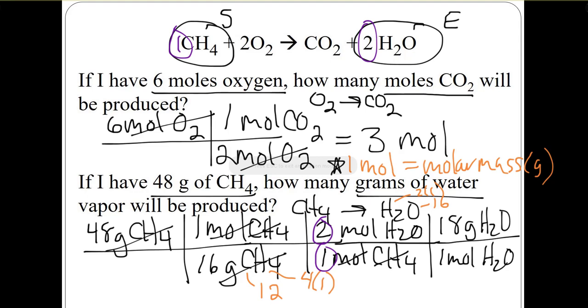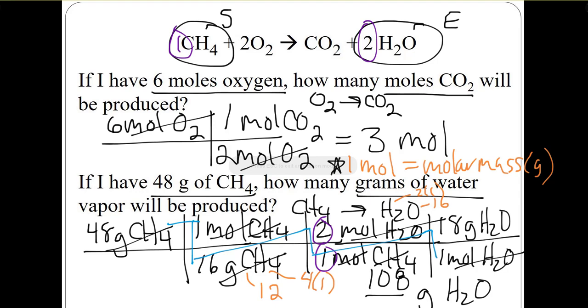All right, so my units all cancel, and I am left with grams of water, which is what I want my answer in. And we just need to go and do our math. Every time you go across, you multiply, and every time you go down, you divide. So we have 48 times 1 divided by 16 times 2 divided by 1 times 18 divided by 1. And when you work this out, you get 108 grams of water.